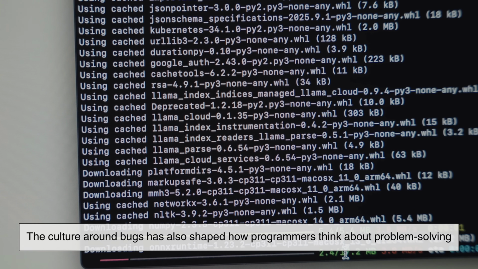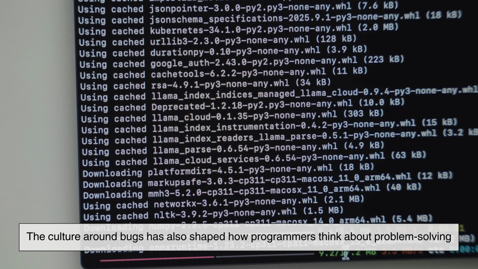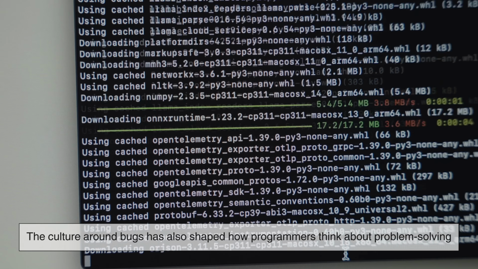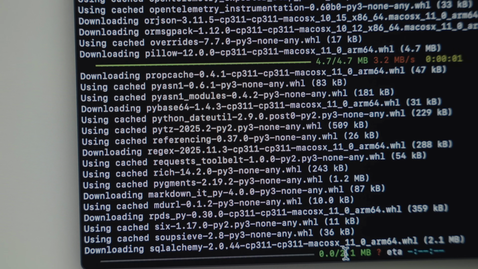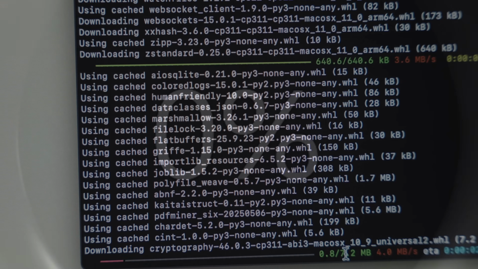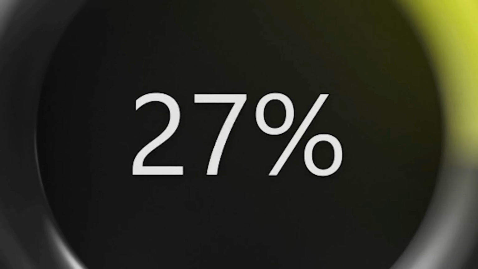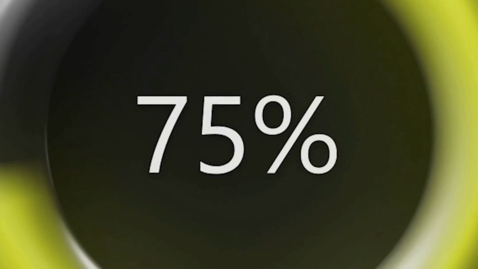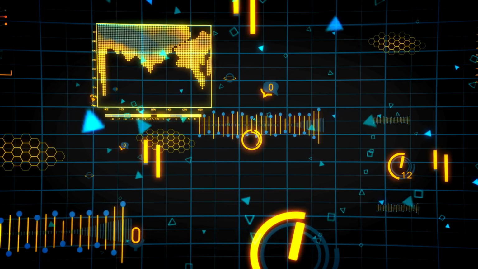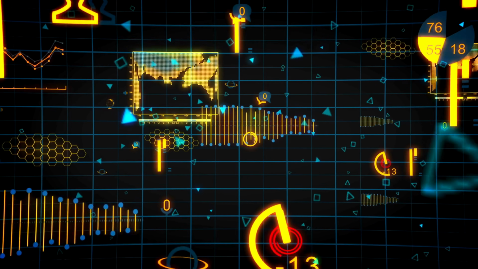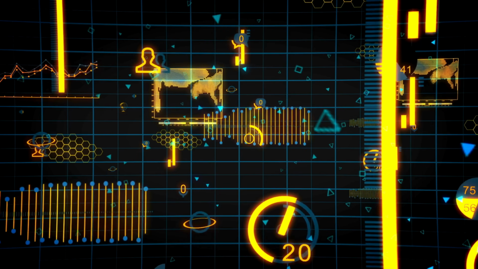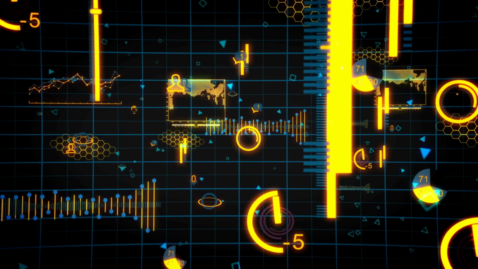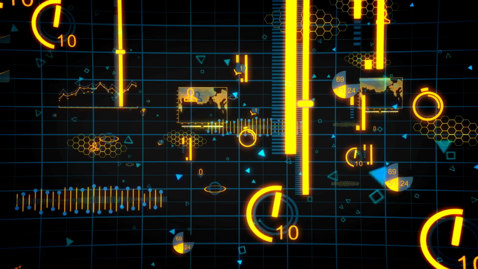Interestingly, the culture around bugs has also shaped how programmers think about problem solving. Many developers treat debugging like detective work. When something breaks, they examine clues, error messages, unexpected outputs, or system logs to reconstruct what happened. This detective-like mindset is central to programming, and the term bug perfectly captures it: a small, sneaky problem hiding in the system.